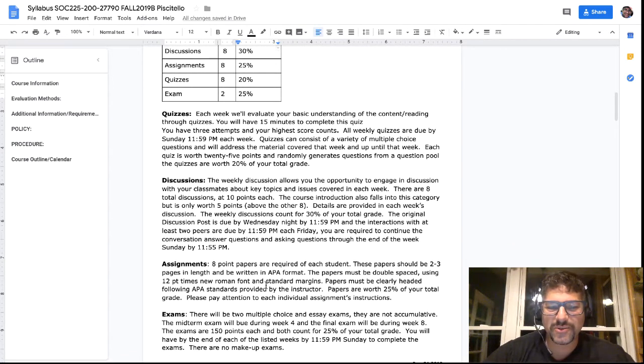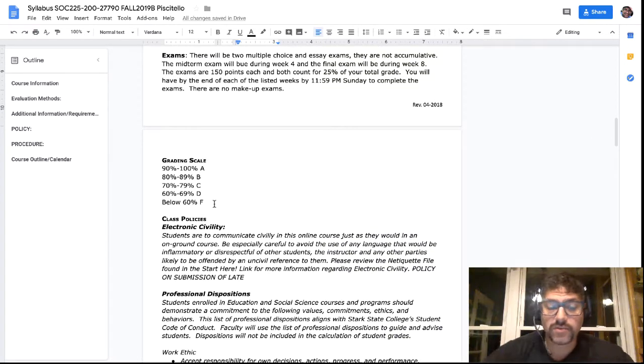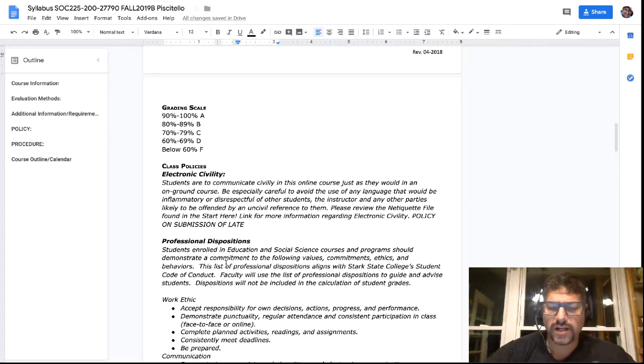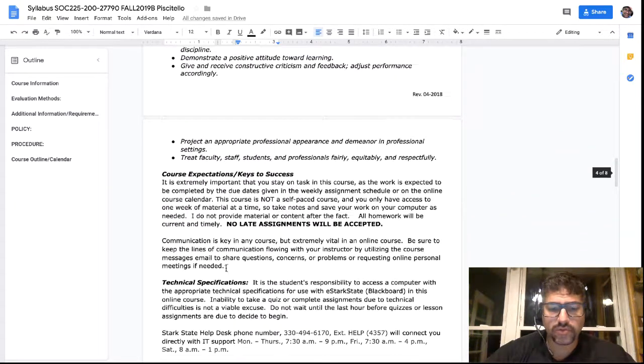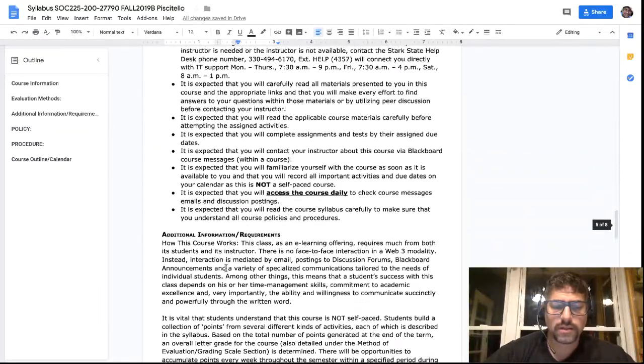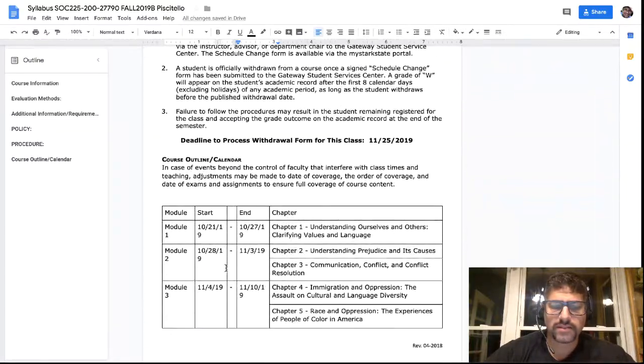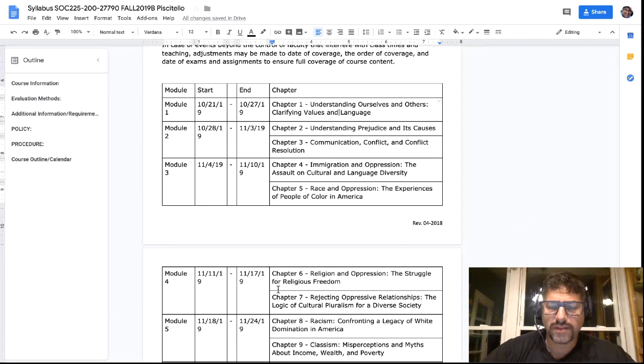And here are descriptions of each of those assignments. We have a basic Stark State grading scale, A, B, C, D, F. Here is a great deal of course rules that you should review in detail. And then at the end is our schedule. Each module is pretty much set up the same way. We have a chapter or chapters to read, and you can see the dates when they begin and when they end. The only difference is you have a quiz, discussion, and writing assignment every single week, except for week 4, you have a midterm, and then week 8, you have your exam.